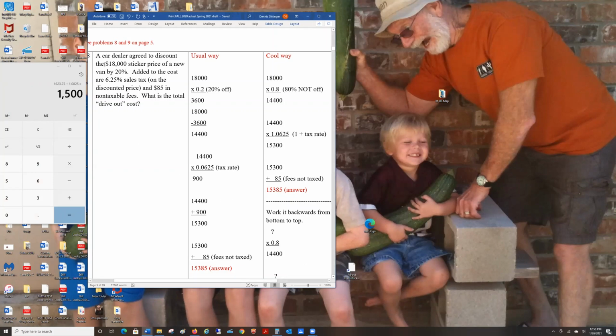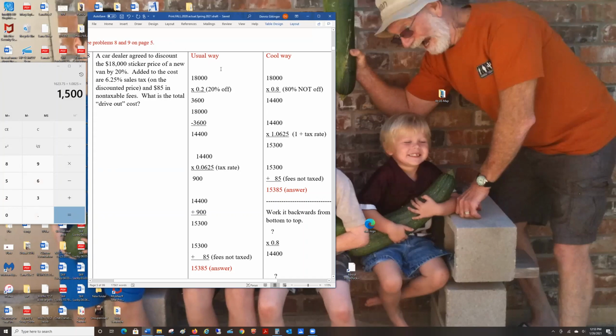Okay, here we go. A car dealer agreed to discount the $18,000 sticker price by 20%. Added to the cost are 6.25% sales tax on the discounted price and $85 in non-taxable fees. What is the total drive out cost? Okay, here is how most people work this problem, and it's not wrong.